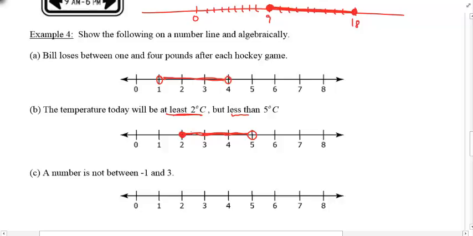A number is not between -1 and 3, so -1's over here. I didn't put it on there. So the opposite of not between -1 and 3. If it was between -1 and 3, that's A, right? Like this. -1 and 3. And we shade everything in between. But this is the word not, so it's the opposite of that. So therefore, the opposite of that would be over here. And remember, between means you don't include, but this time not, opposite. So therefore, we want to include the numbers -1 and 3. There you go.